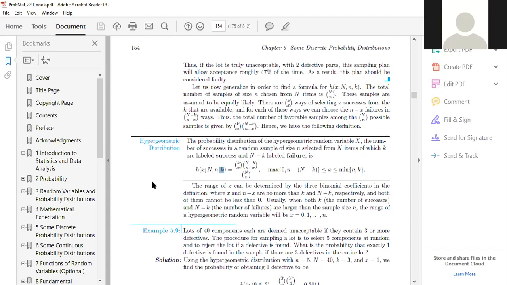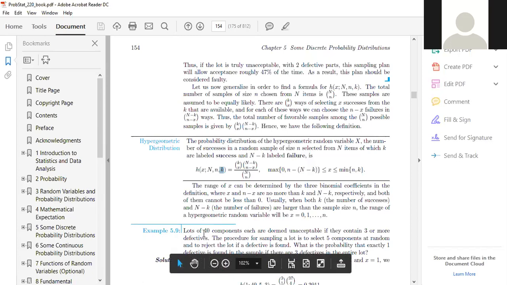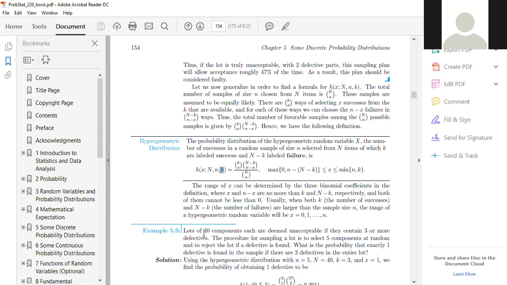Just keep in mind this thing. Lot of 40 components, there are no more than 40. So just total population, total number of items, 40. 40 components each are deemed unacceptable if they contain 3 or more defectives. The procedure for sampling a lot is to select 5 components at random and to reject the lot if a defective is found.